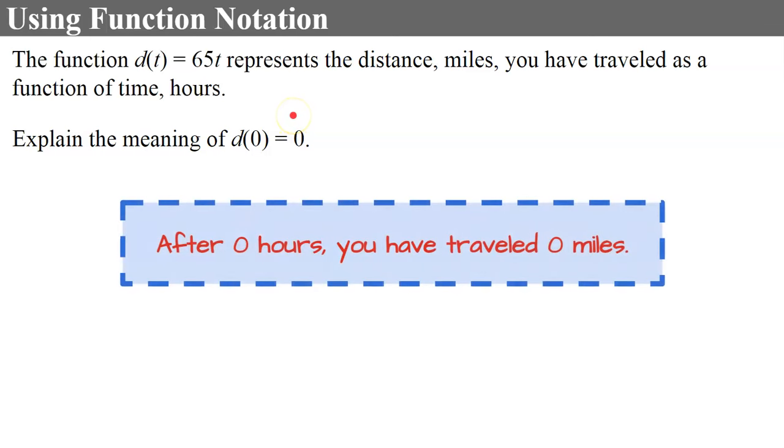So when we go to interpret this, we know that this t is 0, so time in hours is 0. So after 0 hours, our distance traveled is 0 miles. So when our input of time is 0 hours, our output is 0 miles.